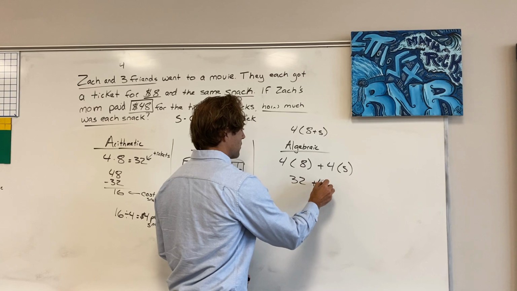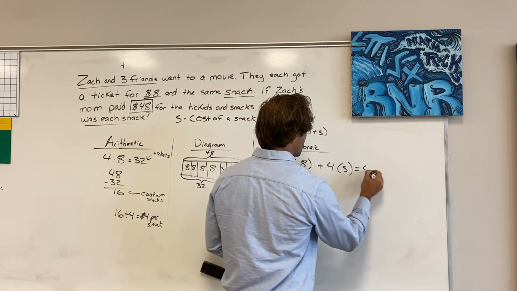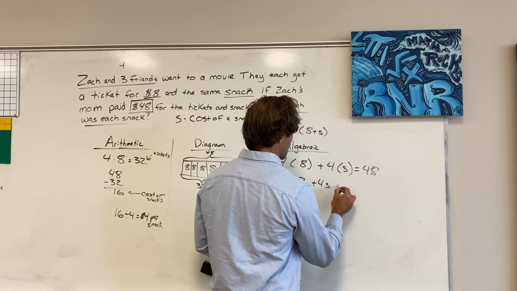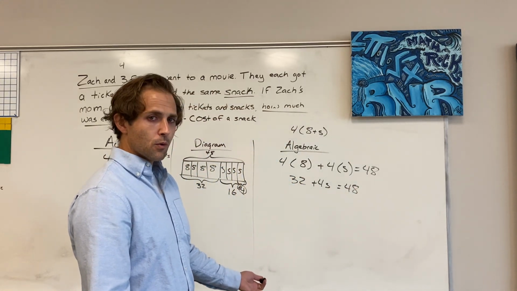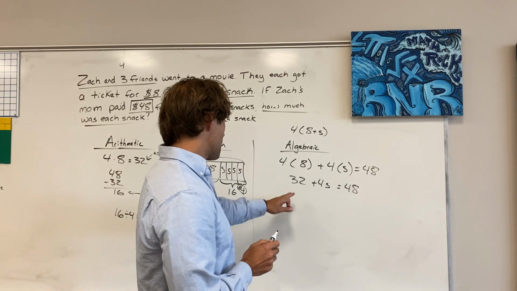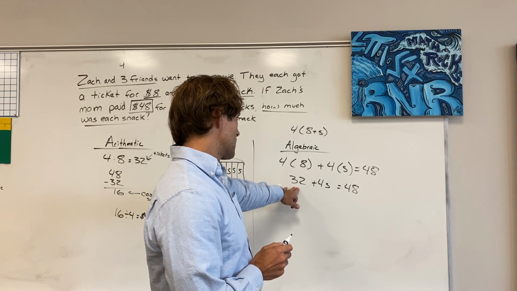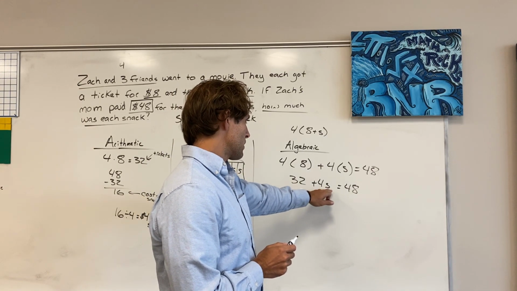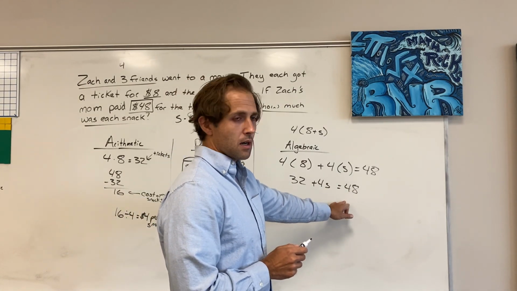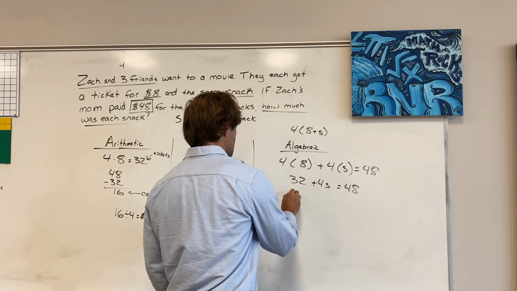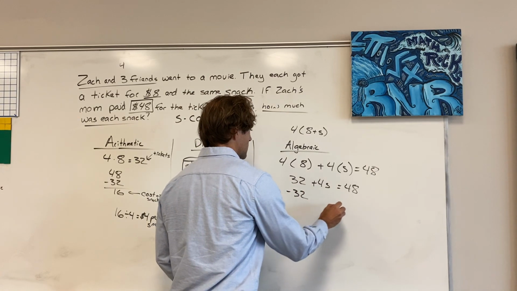$32 plus 4S. We know that this is equal to 48. Sorry, this should be an equation. Let's put our total over here. So now if it's equal to $48, I've got $32 for the tickets, 4 snacks, whatever the cost of that snack is, equal to the $48. That's how much Mom spent. I'm going to subtract the cost of the tickets.